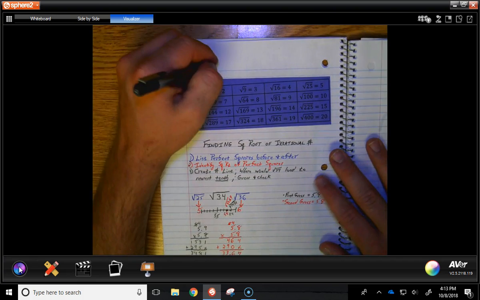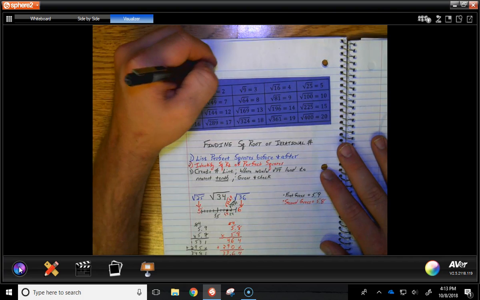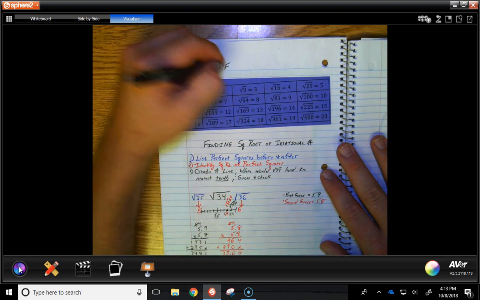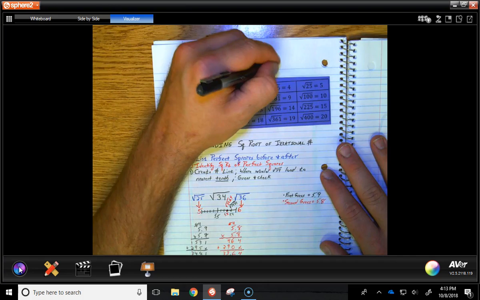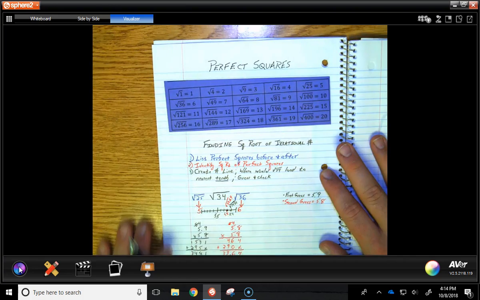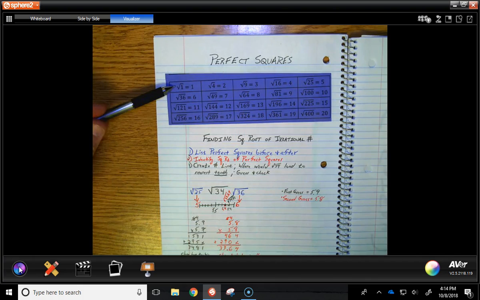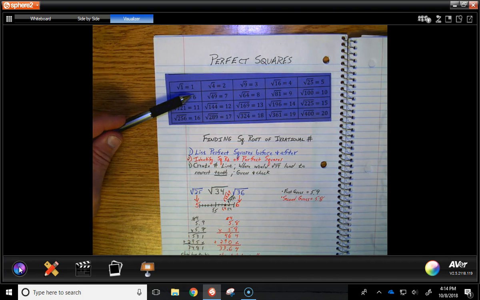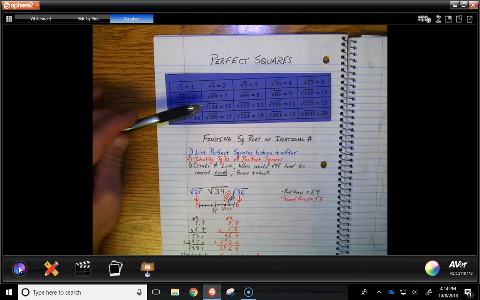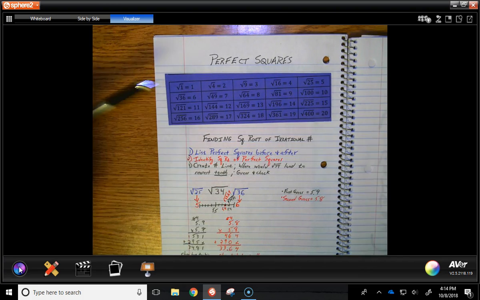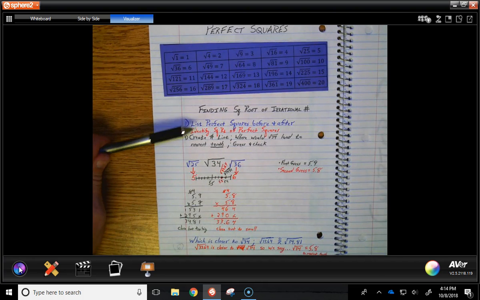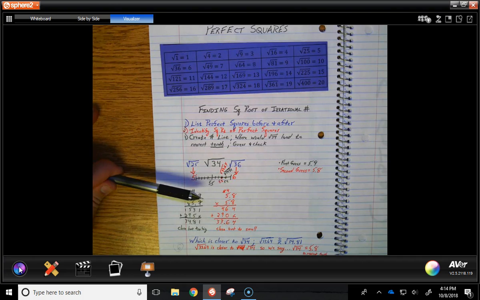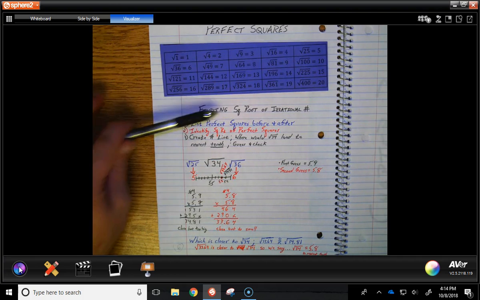Over here, this was with perfect squares. Write that in there. With perfect squares. Remember, the square root of 36 is 6, because 6 times 6 is 36. The square root of 144 was 12, because 12 times 12 is 144. And if you need to pause this page at all to copy any notes, you're more than welcome to. But this is how we found the square root of irrational numbers.